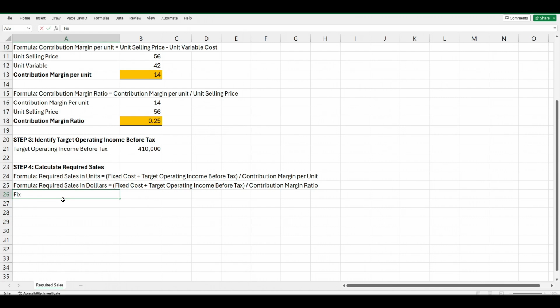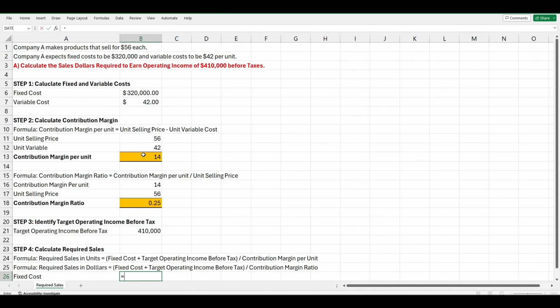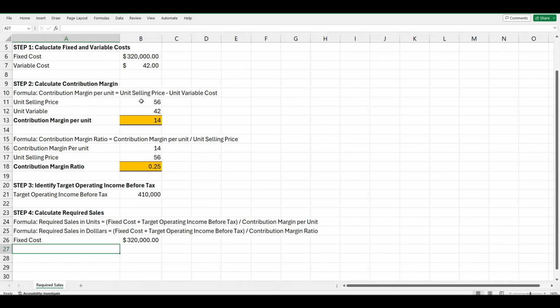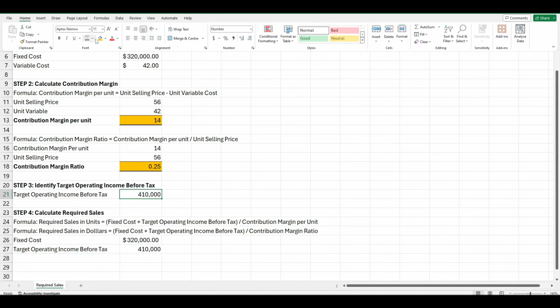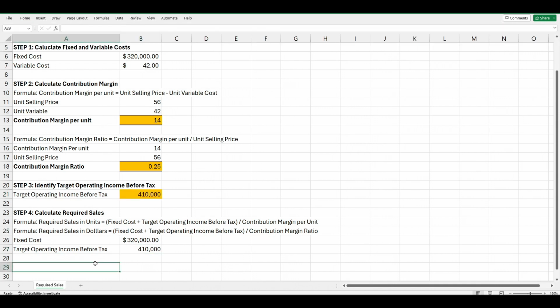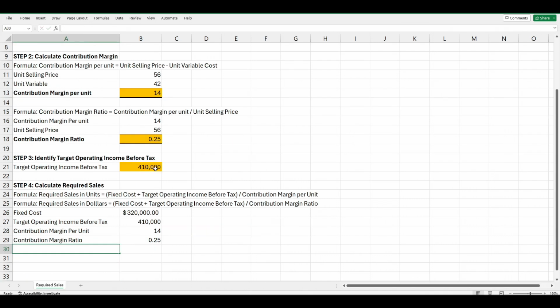So let's write the stuff that we know. So fixed cost, this is equal to what we calculated on top, 320,000. Our target operating income before tax, this is what we just calculated, the 410. I'll put this in orange as well. And then we can see we have our contribution margin per unit. Click the equal sign. This is what we calculated in step 2. And then contribution margin ratio. This is what we also calculated in step 2. So now it makes it really easy.